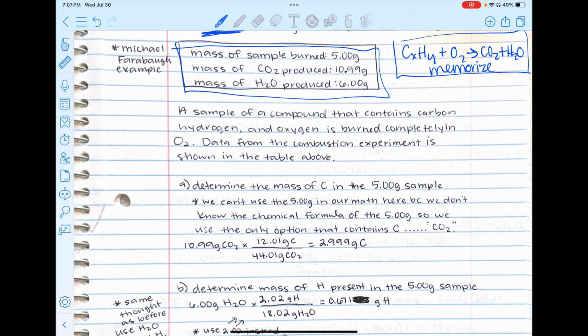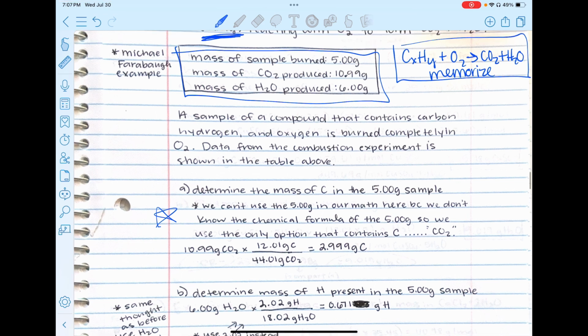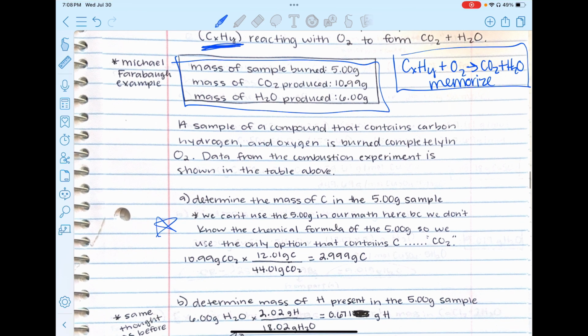We want to know the carbon in the 5 gram sample, but here's the issue. We can't use the 5 grams in our math because we don't know the chemical formula of the hydrocarbon in the compound, so we don't know how many carbons are in this compound that's being burned. So we've got to look at our table and work with the only option that contains the thing we're looking for, which is carbon. We can't use this one. So we've got H2O and CO2. We're trying to find carbon, so H2O is not going to be helpful. We want to use the compound that contains carbon, so CO2.